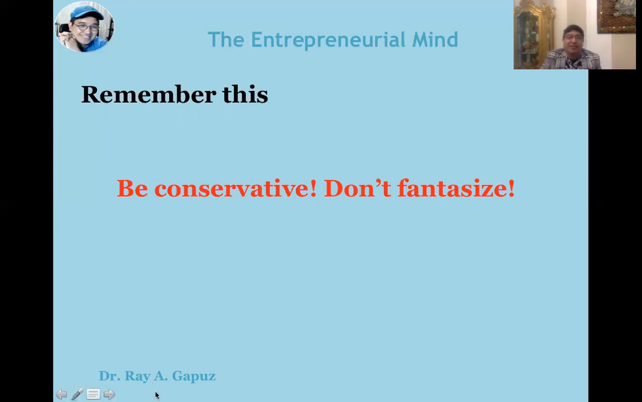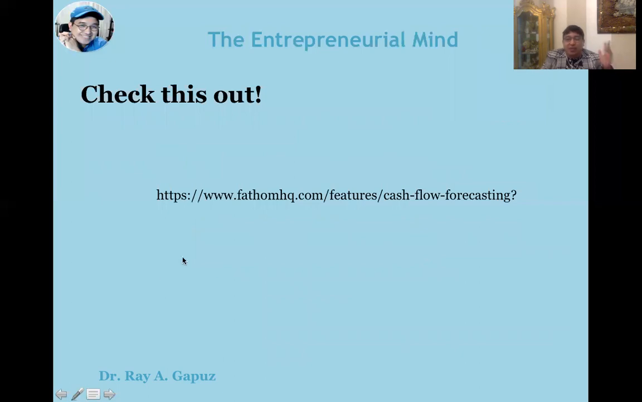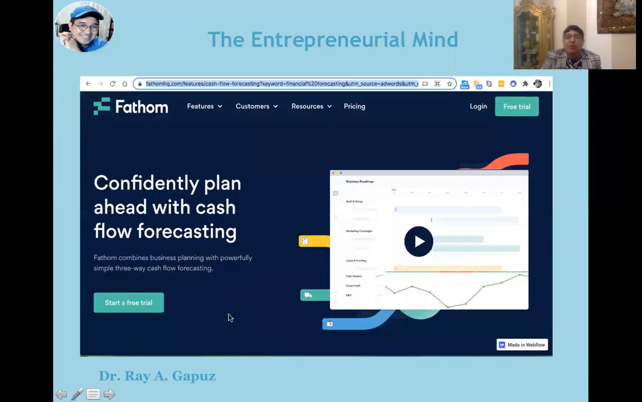Okay. Next, so for your financial plan, our checklist would include break-even analysis. So, ilang months bago ka mag-break-even, nabawi mo na ang pinuhunan mo, projected balance sheet, then projected income statement, and then projected cash flow. Okay? So once again, para hindi humirap ang buhay mo, check this out. Okay? You can plan your cash flow and you can do your forecasting, okay, using this site.